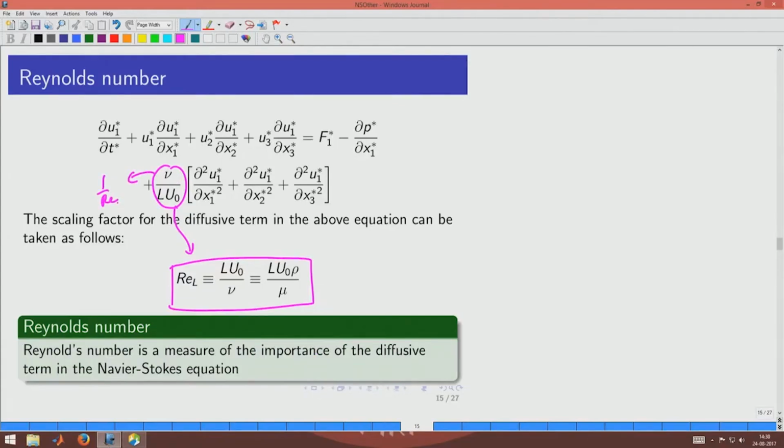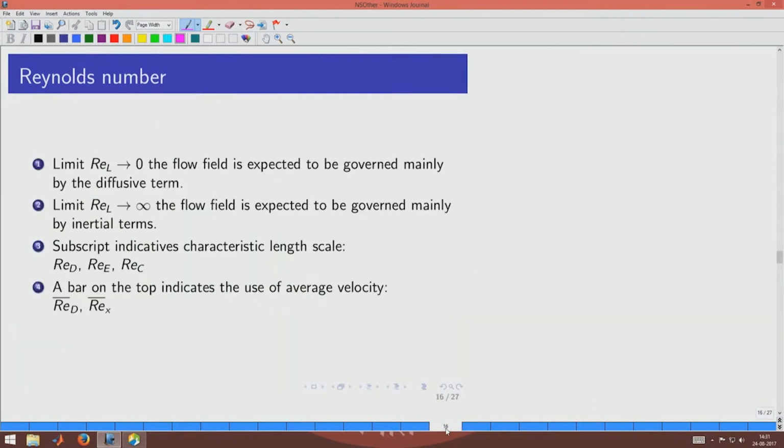Which means that if the Reynolds number is small, if it is close to 0, then numerically the diffusive term is going to be heavy, which means that the solution of this particular partial differential equation is going to be governed mainly by the diffusive term. And if the Reynolds number is very large, for example, very close to 10 to the power of 8 or 10 to the power of 9, then 1 by Re would just give you something like 10 to the power of minus 9 into the diffusive term, which means that the diffusive term does not play much role. So, this is the meaning of how the Reynolds number is going to help us.